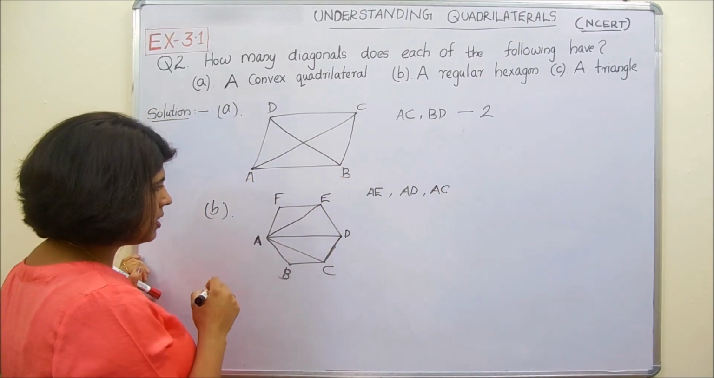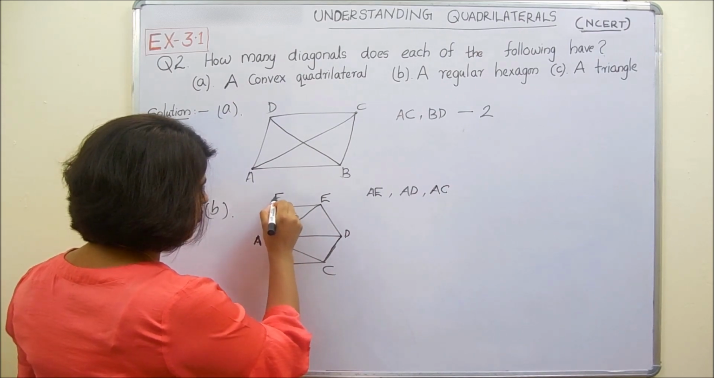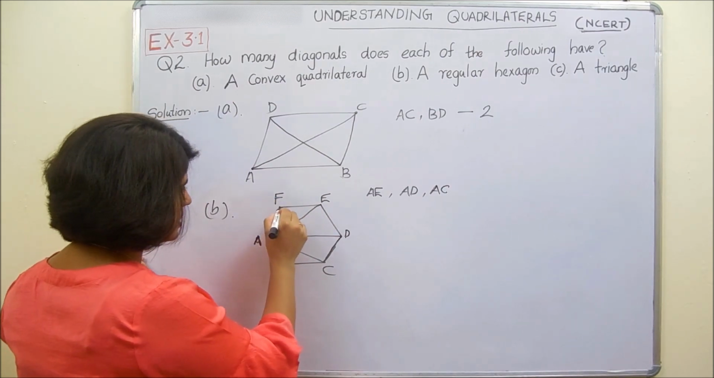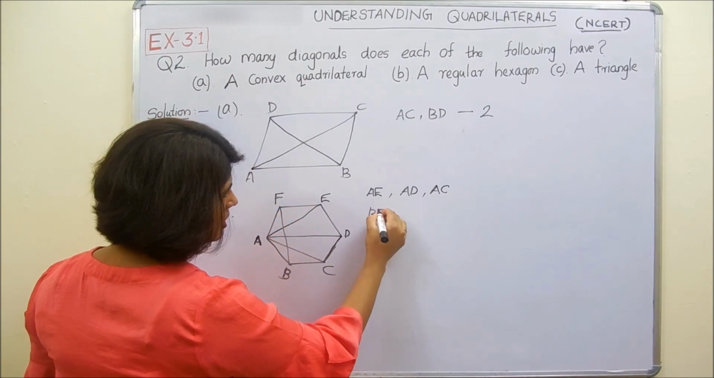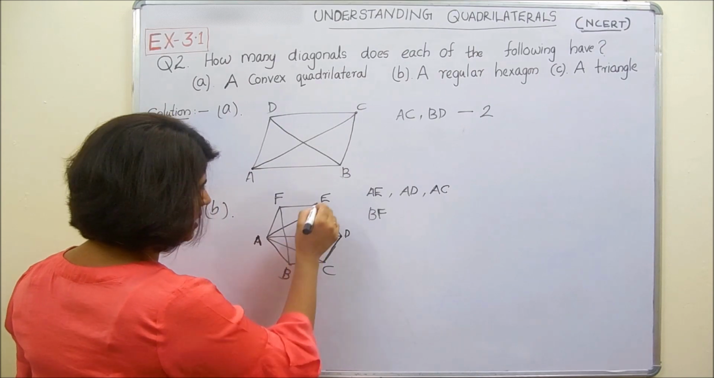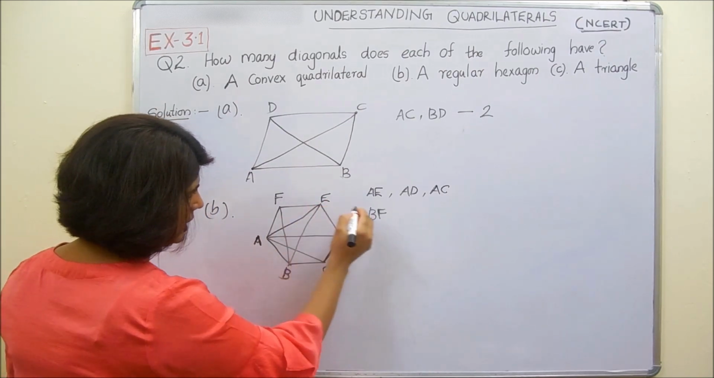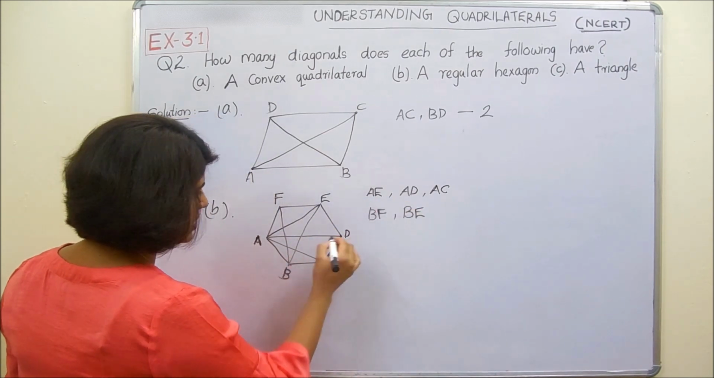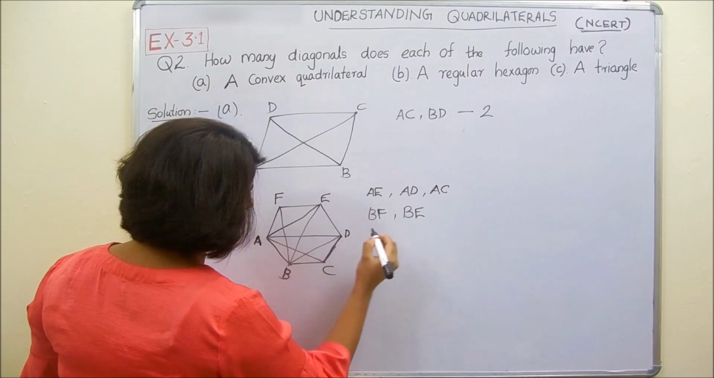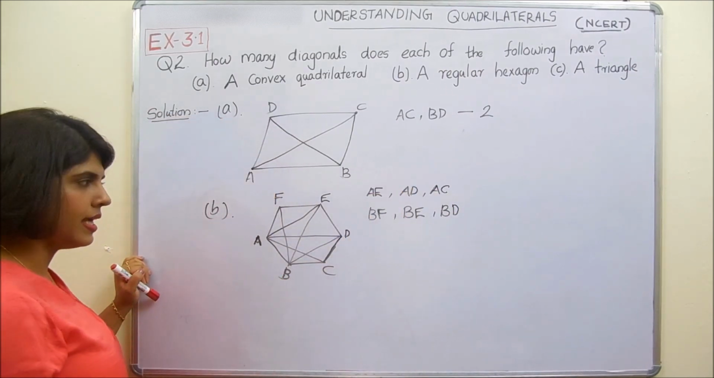From the point B we have to form diagonals. B and F are non-consecutive vertices, so BF is a diagonal. Then B and E are again non-consecutive vertices, so BE is again a diagonal. B and D are non-consecutive vertices, therefore BD is again a diagonal.